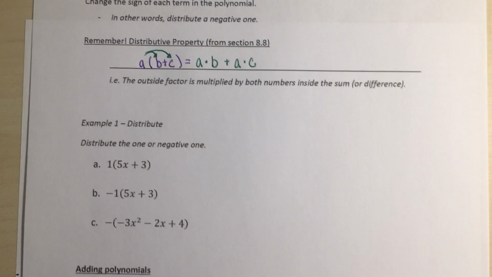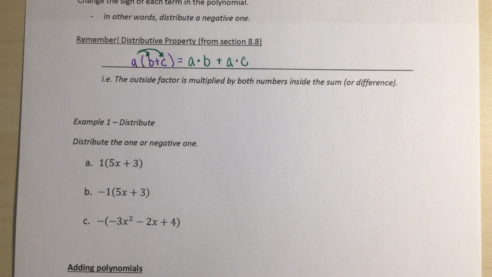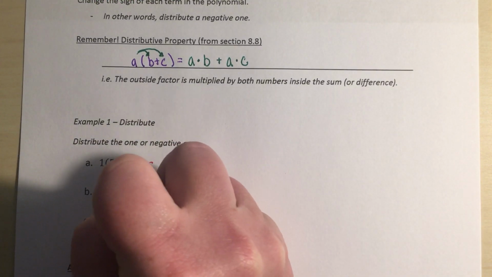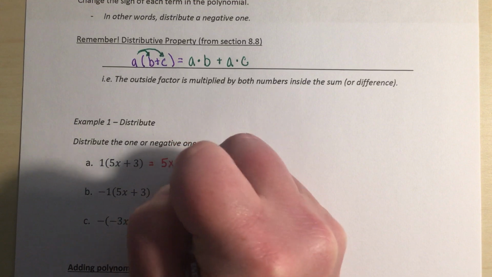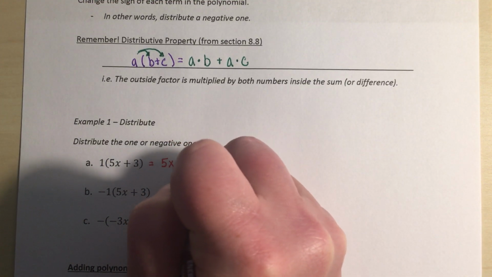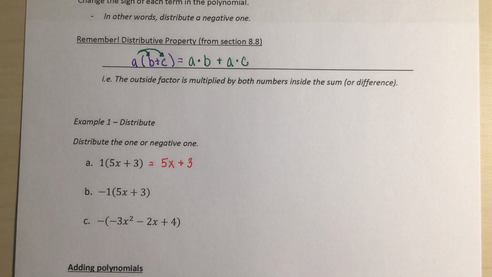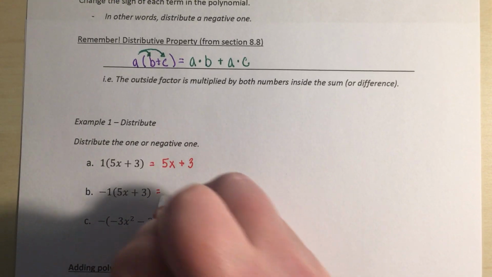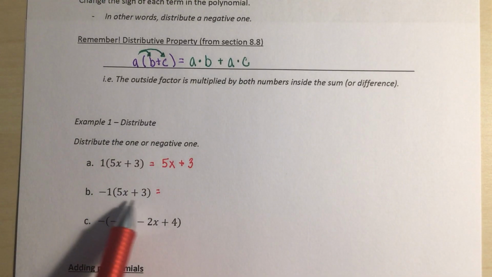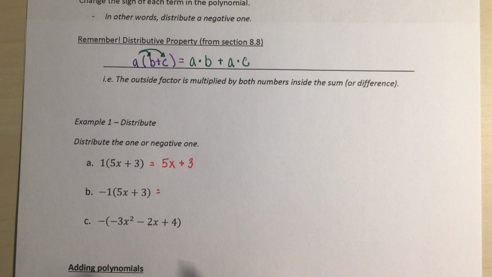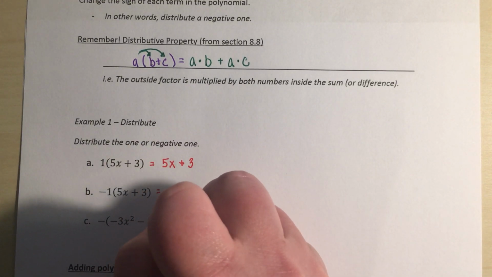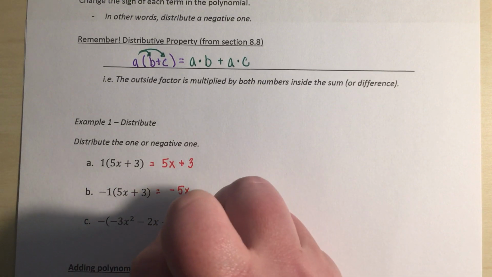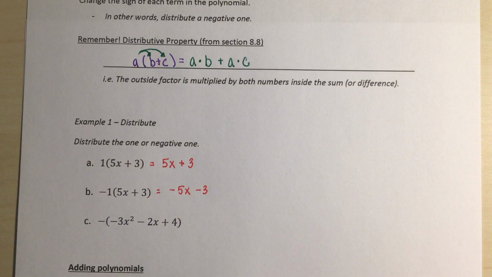So in this first example, we're just going to be working with our distributive property with either +1 or -1. So for a, if we just multiply everything by +1, it's not going to change. 1 times 5x is 5x. 1 times 3 is 3. Now, if we multiply everything by a -1, that's going to change the sign of all of our terms in there. A negative times +5x is going to give us a -5x. A -1 times +3 is going to give us a -3.